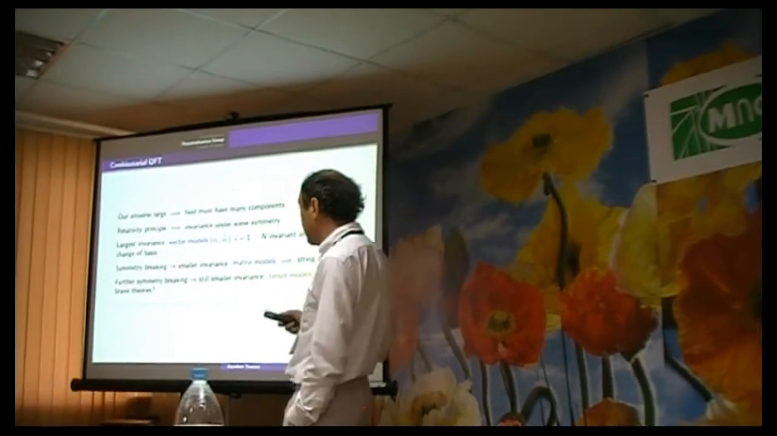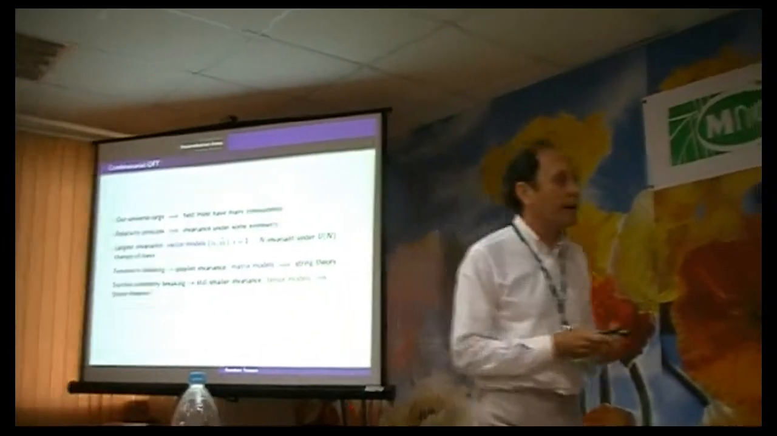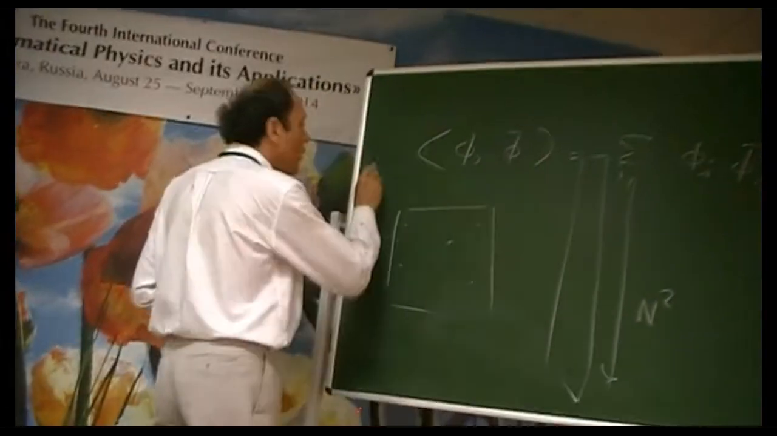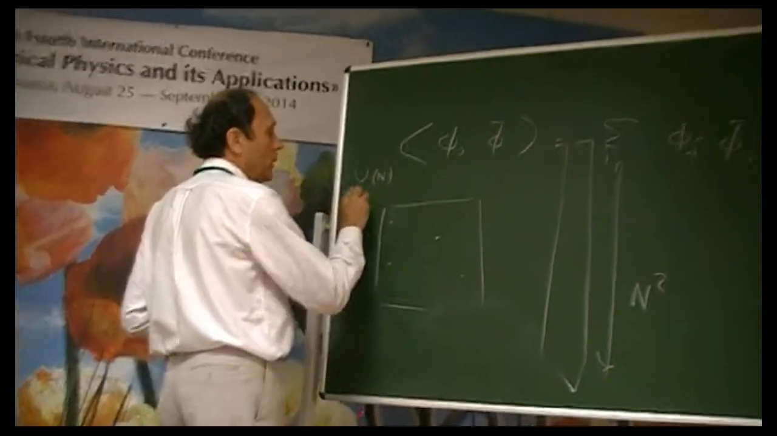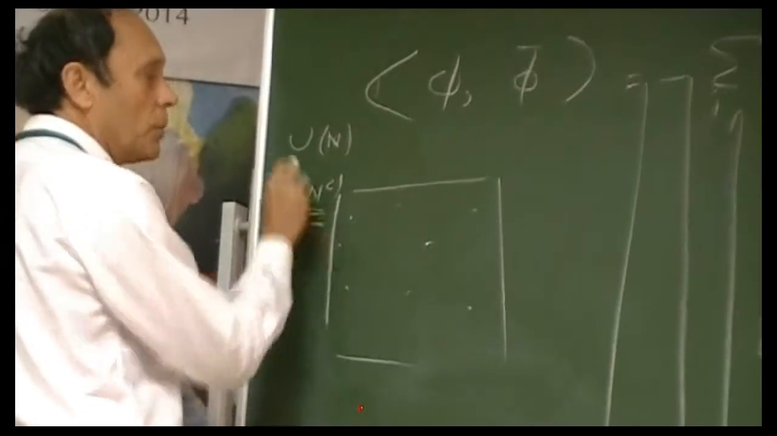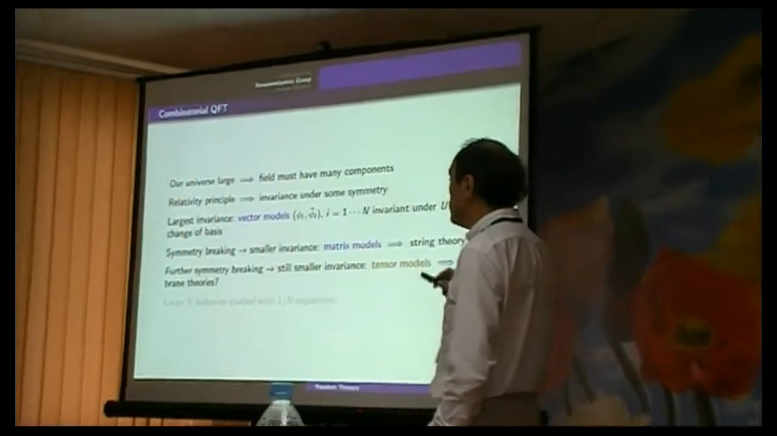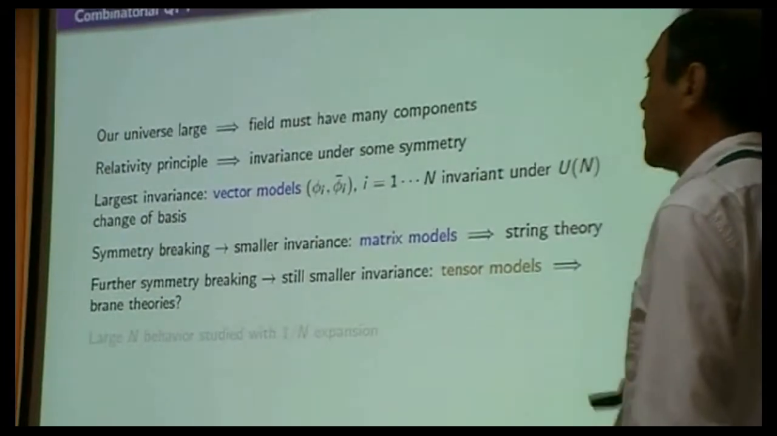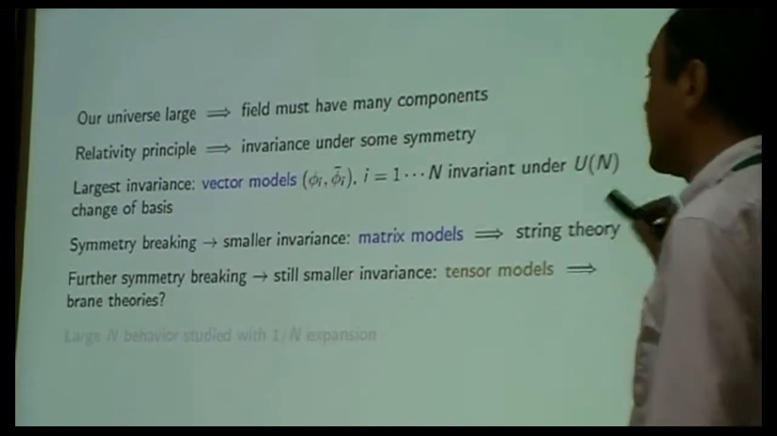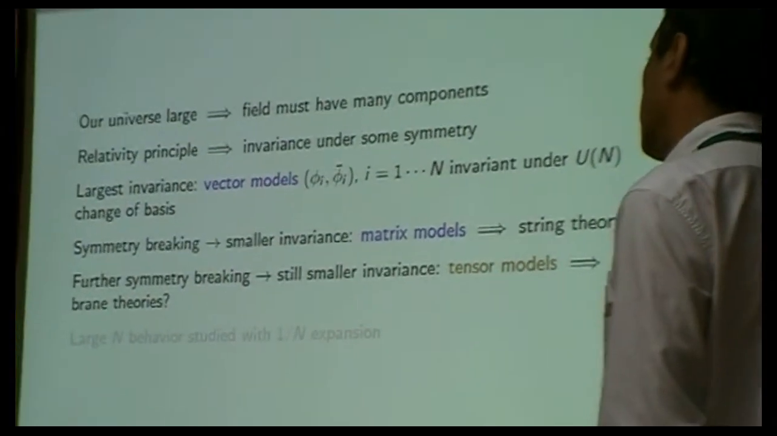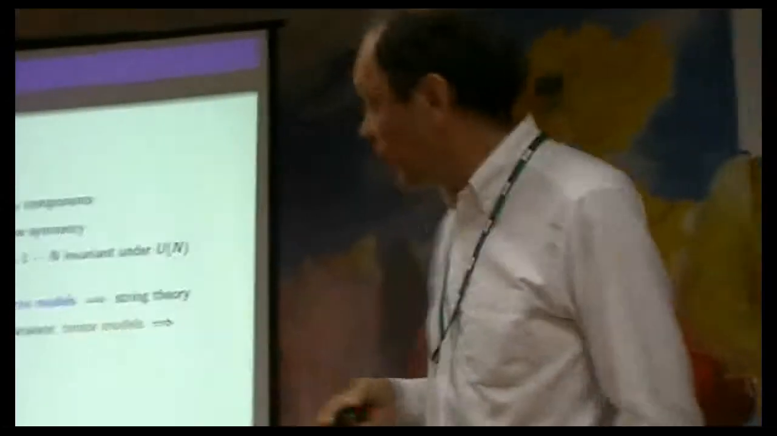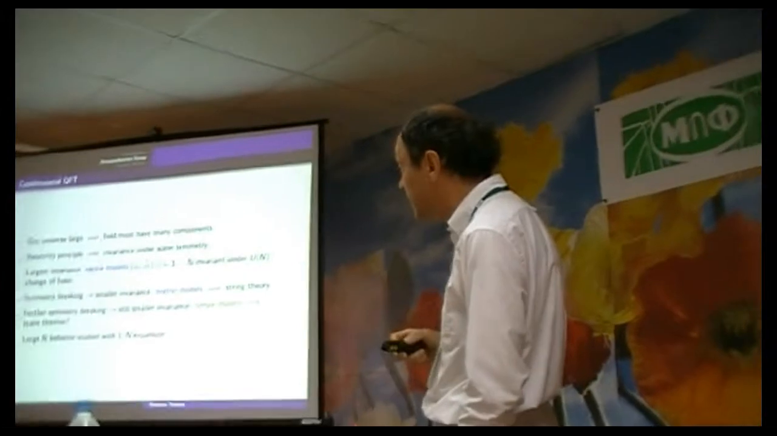And it's a symmetry breaking. Why? Because the invariance group U(n) is much smaller than U(n squared). This is a much bigger group than that one when n is large. So you have a smaller invariance, and therefore you have more functions of the matrix coefficients which are invariant under matrix invariance than under vector invariance. And we will see there is an infinite number of connected invariants for a matrix, called the traces.